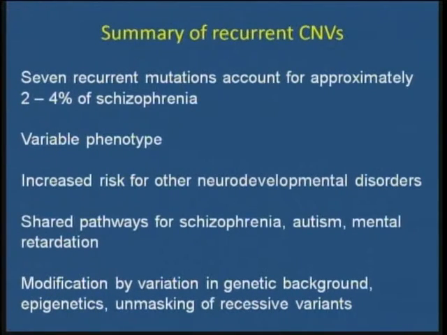And then I think an interesting question that people will be trying to work out over the next few years is how is that variation modified? Is it unmasked recessive mutations on the remaining allele that's not deleted? Or is it epigenetic or transcriptional regulation of genes within the deletion and duplication? Or is it just genetic background?